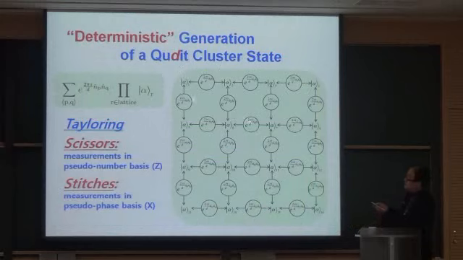Now if I have many of these laser sources, then I operate these control Z's between neighboring laser lights, and I can make this big Qudit cluster state. After that, all I have to do is operate on individual laser beams. Now, here is a very interesting thing called tailoring.